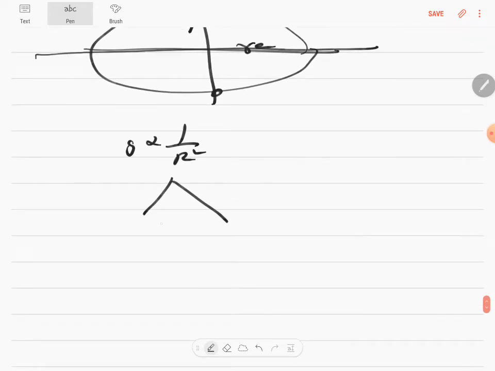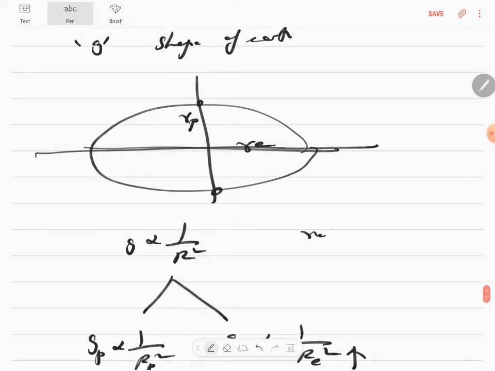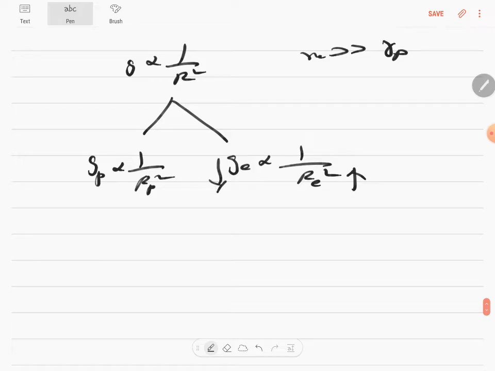So you can write that gravity on the poles is inversely proportional to the radius of the poles squared, and gravity on the equator is inversely proportional to the radius of the equator, the whole squared. The radius of the equator is always greater than the radius of the pole. So this is greater, so gravity will be lesser. This will be lesser, so gravity will be greater. Therefore gravity is greater at the poles than at the equator. So a person will be measuring less at the equator than at the poles.